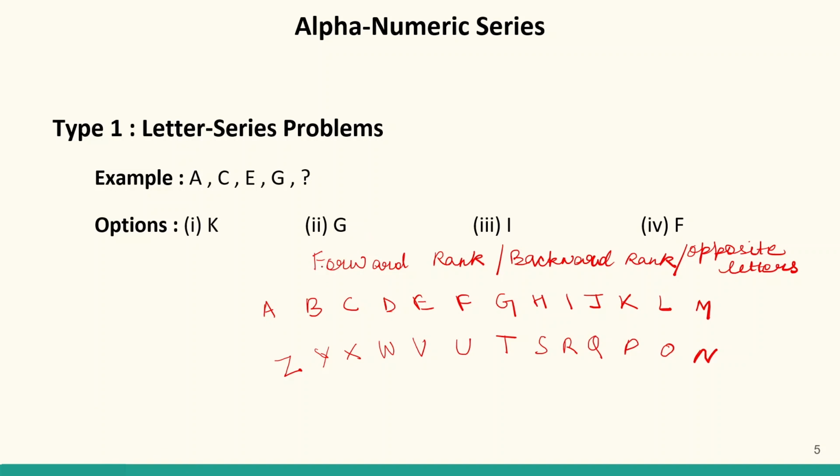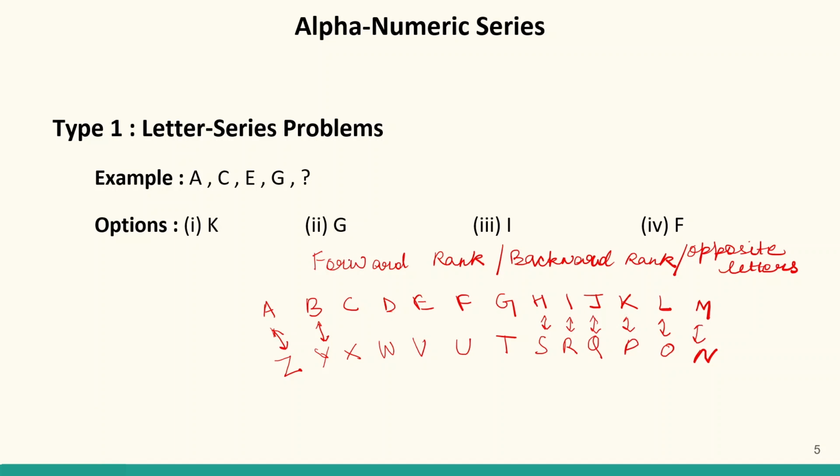That if we write the alphabets like this, A is opposite to Z, B is opposite to Y. Similarly, C is opposite to X, D is opposite to W, E is opposite to V, F is opposite to U, G is opposite to T. Similarly, M is opposite to N. So these are called the opposite letters. This concept is also sometimes used while answering letter series problems.